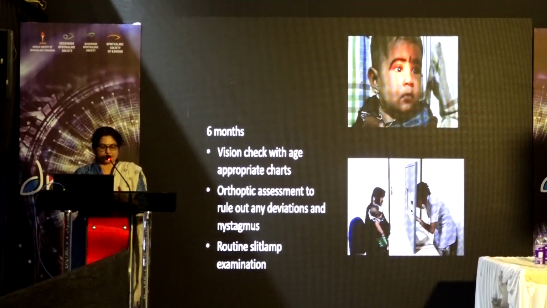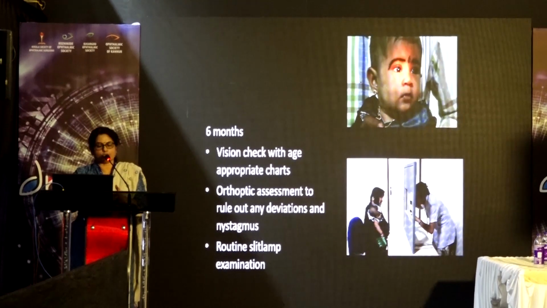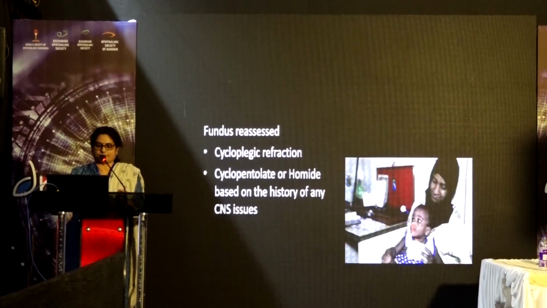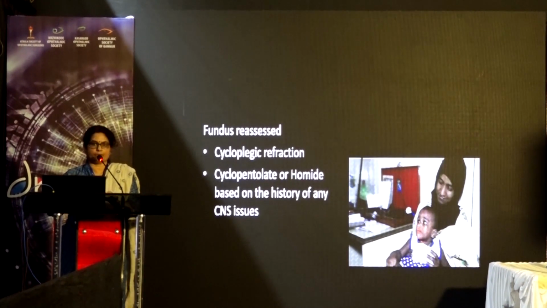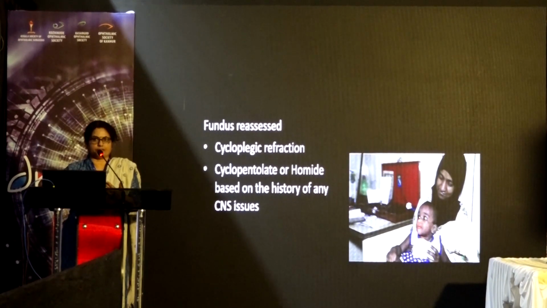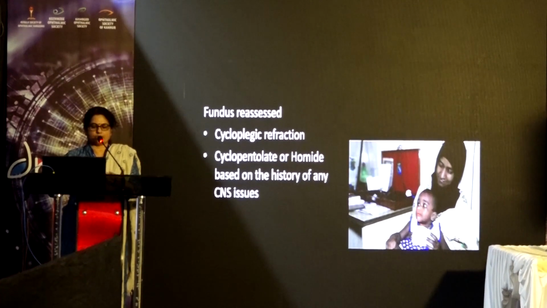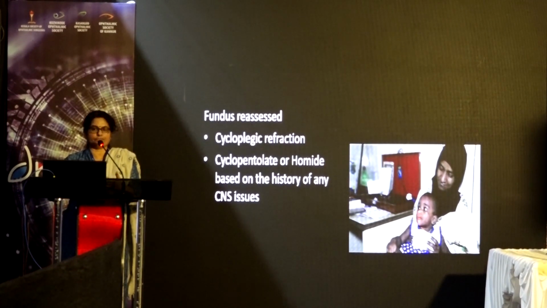If possible, which is time consuming but good, also do a routine slit lamp examination. Now you have to reassess the fundus, but as the child grows, it's not easy to see the periphery of the retina, and many times the pupil may not dilate properly, but still try to see as much as you can, and do a cycloplegic refraction. After 6 months of maturity of the retina, we do the cycloplegic refraction with cyclopentolate, or if the child has any CNS issues, we use homatropine.